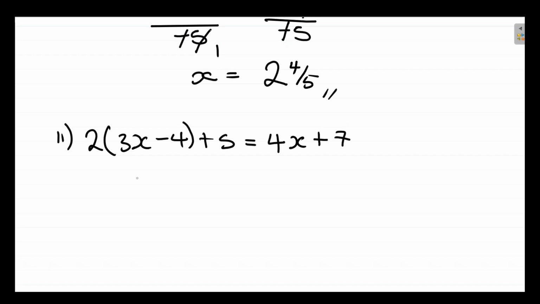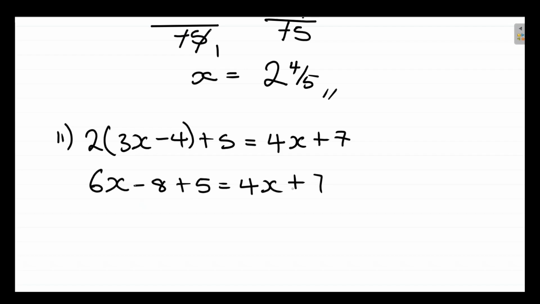Now, considering the order of BODMAS, the first thing we do is to expand our bracket. So we use 2 to open up the bracket. So we have 2 times 3x is 6x minus 2 times negative 4 is negative 8 plus 5 equal to 4x plus 7. Now at this point also we have 6x and we have 4x, and we have constant terms which are 8, 5 and 7. Now we can collect like terms.